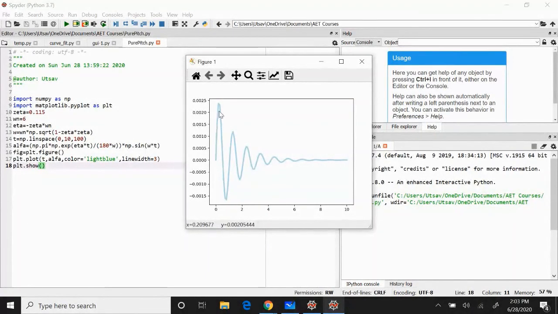So because of this, the oscillation will take place, and the amplitude of oscillation will decay as the time passes, and you can tell that by around 7 seconds or so the oscillation will die away. Okay, so in this way you can characterize the dynamic stability associated with the pure pitch motion of the example that we just discussed.